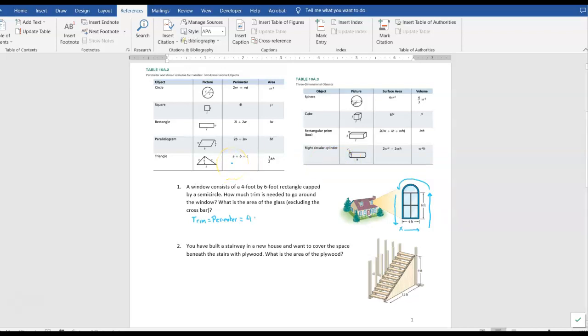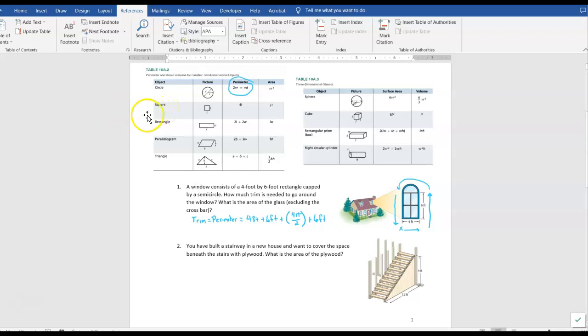So I have 4 feet plus 6 feet plus, now I have to go over the semicircle. I can look at the perimeter of a circle, which is this formula right here. Again, we could Google it, but it's just pi times the diameter. The diameter is the distance across a circle. So that's, in parentheses, 4 times pi divided by 2 because we have a semicircle, not a full circle, so we cut that in half, plus the long bottom length of this window, plus another 6 feet.